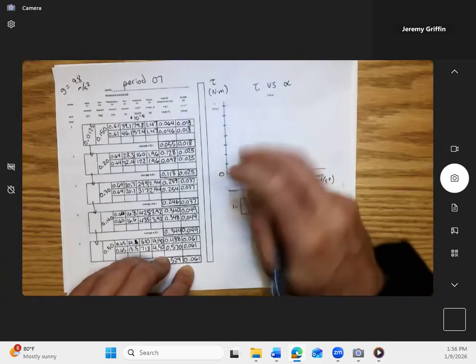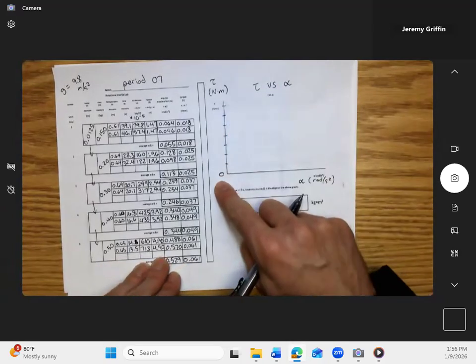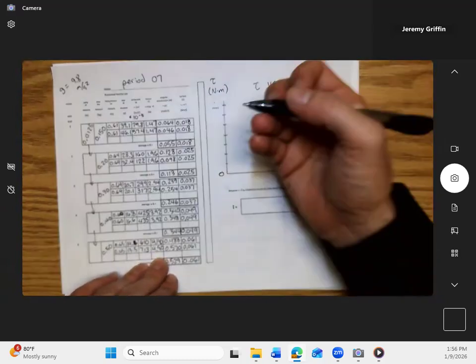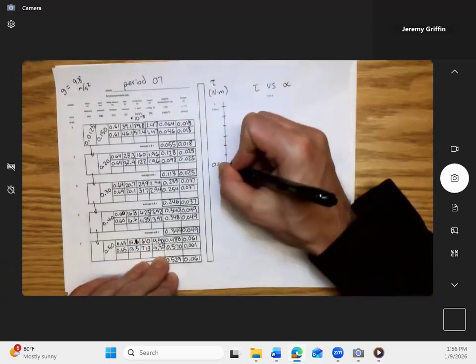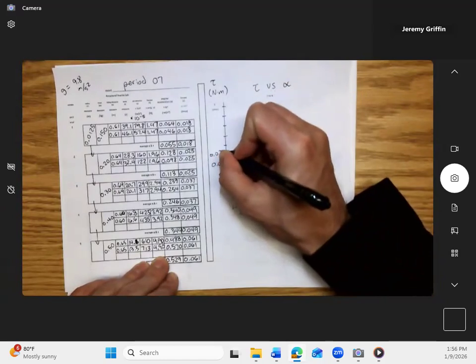Everybody scale their axis here. Let's start at 0, just like we have for all the graphs this year. Go 0.01 newton meters, 0.02 newton meters.